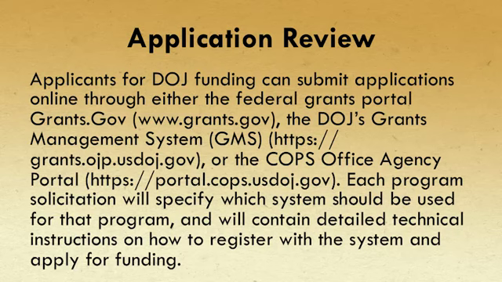The final step in the pre-award process is the application review. DOJ applicants can submit their applications online through either the Federal Grants Portal, grants.gov, the DOJ Grants Management System utilized by OJP and OVW, or the COPS Office Agency's portal. Each program solicitation will specify which system should be used for that program and will contain detailed technical instructions on how to register with that system and apply for funding.